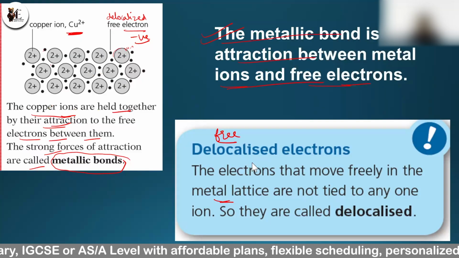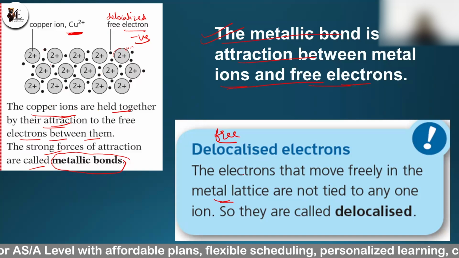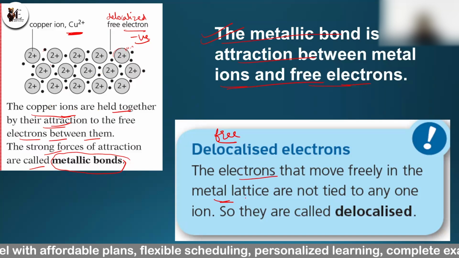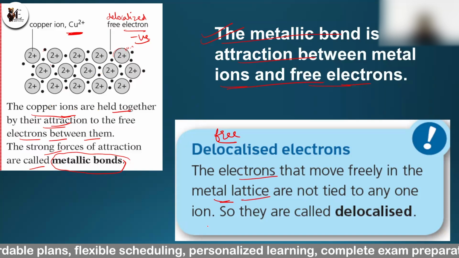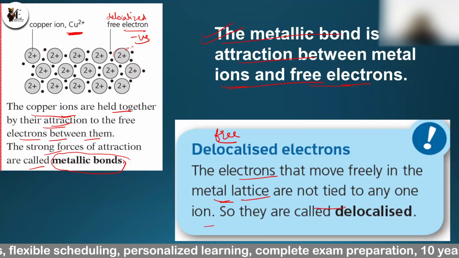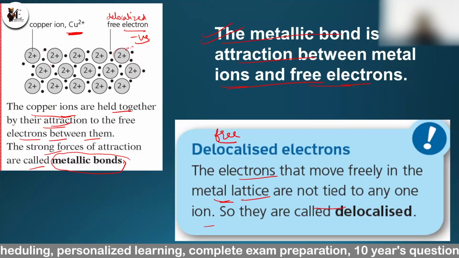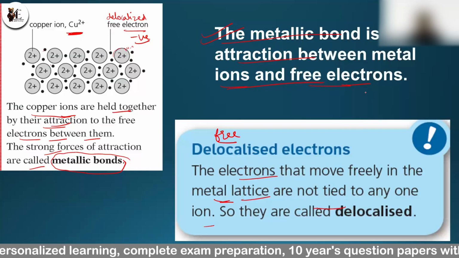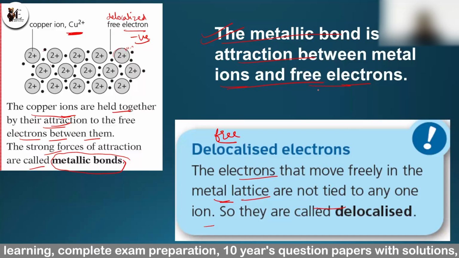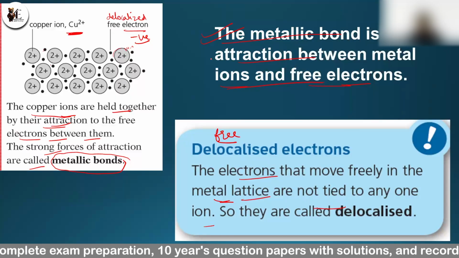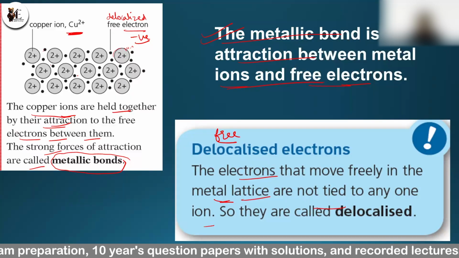What are your free electrons? What are your delocalized electrons? The electrons that move freely in the metal lattice, not tied to any one ion, are called delocalized electrons, which are responsible for the conduction of electricity. Okay, so write down the definition of metallic bond, the definition of delocalized electrons, and draw the metallic bonding in copper ion.